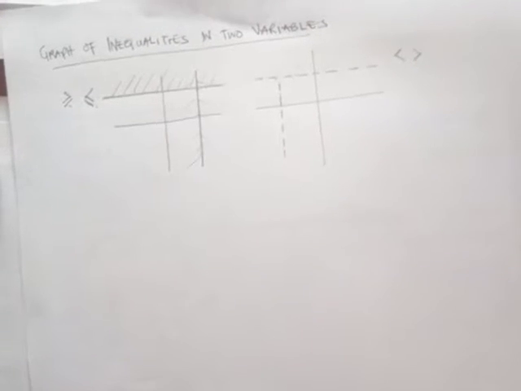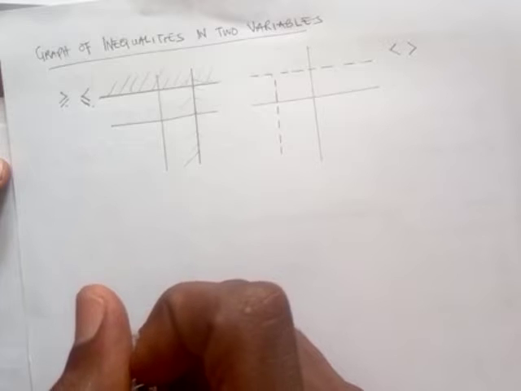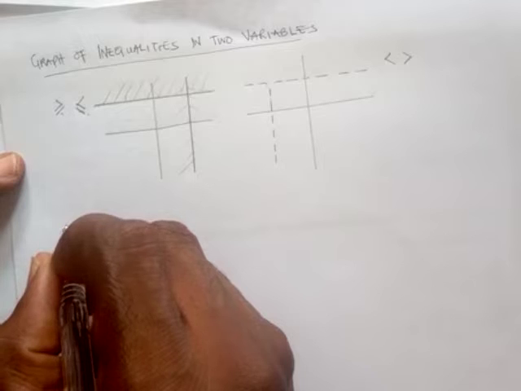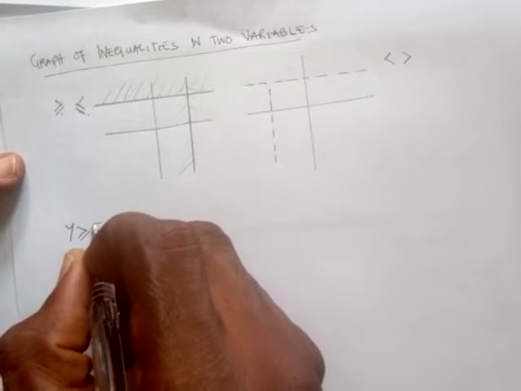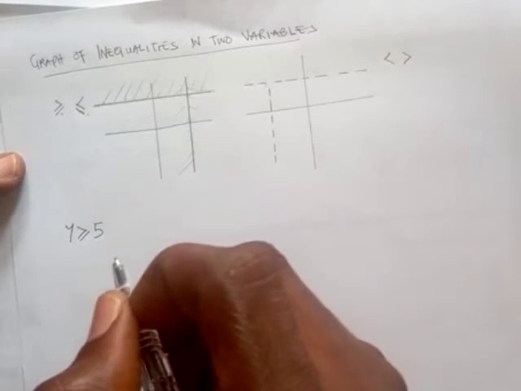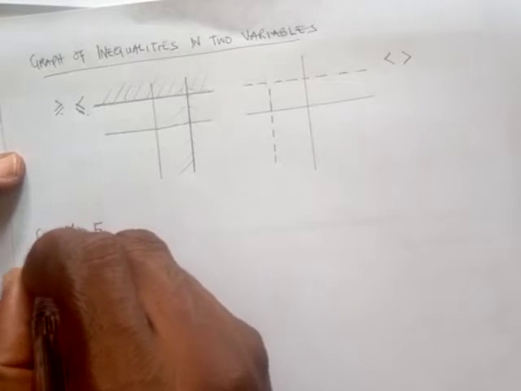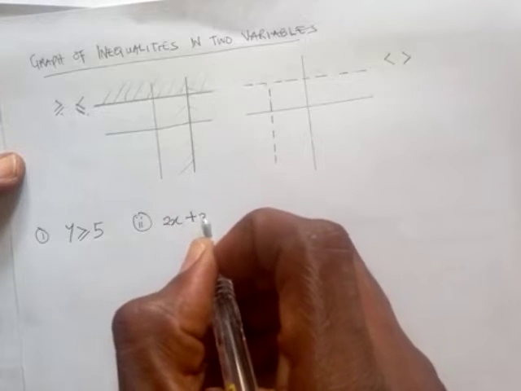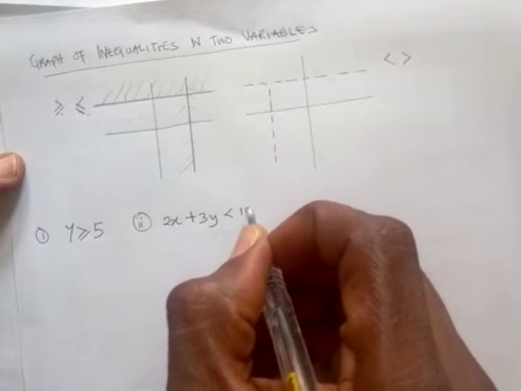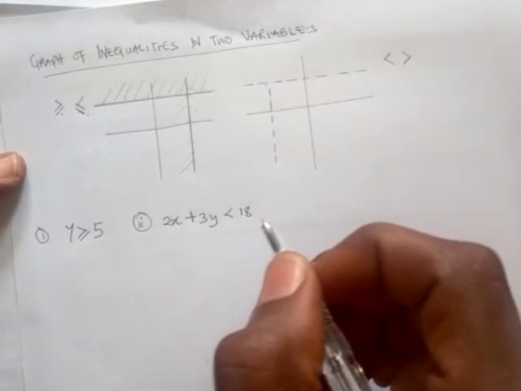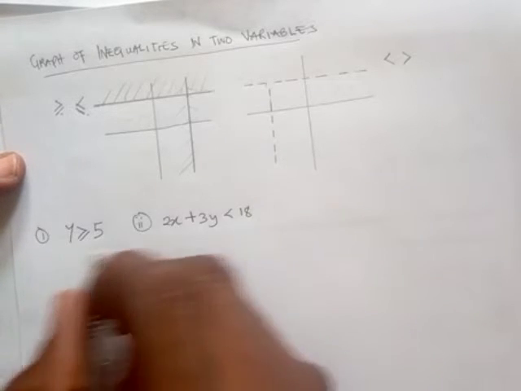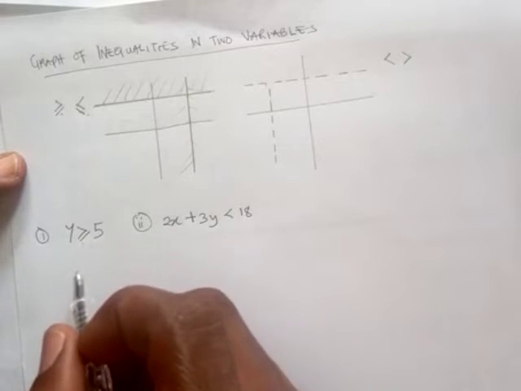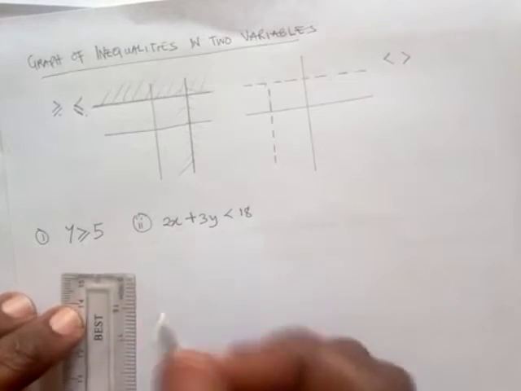So let's take an example. The question says show on a graph the area or region which satisfies the following inequalities. So we'll start with this one where we have y is greater than or equal to 5. There's nothing to solve here.